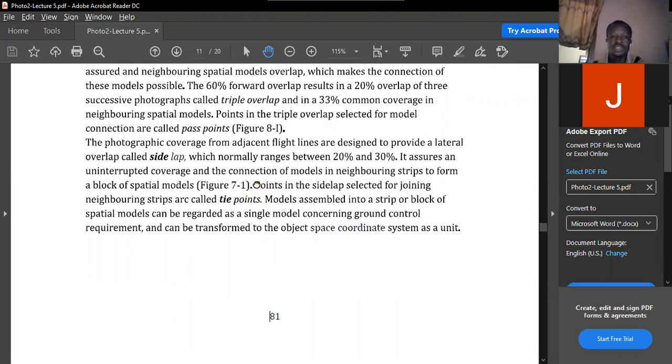Okay. So points in the side lap selected for joining neighboring strips are called tie points. Remember this. For the side lap, models don't only need to join to form a strip model. We also need a block model made up of joined strip models.